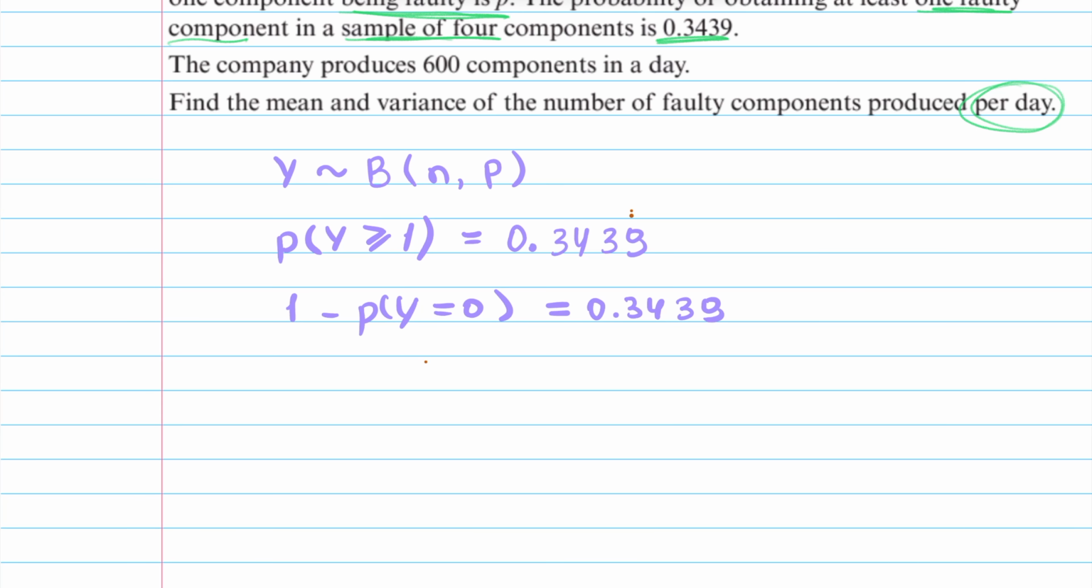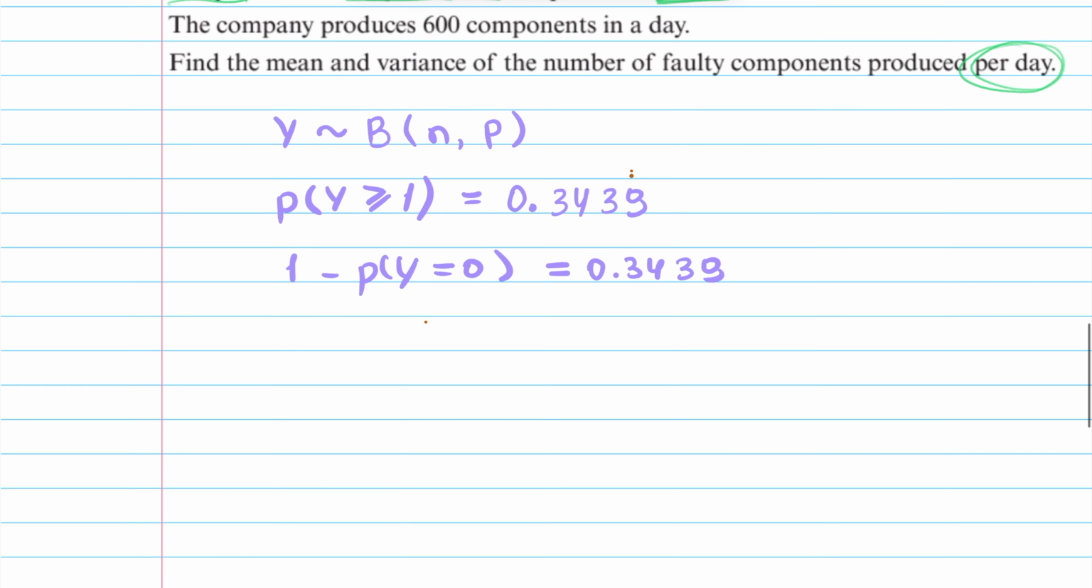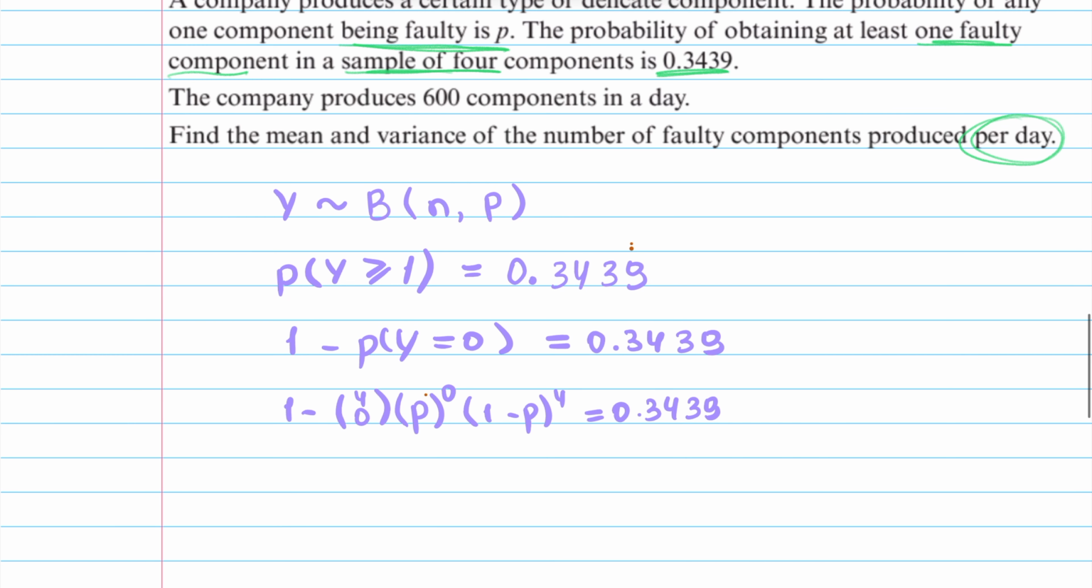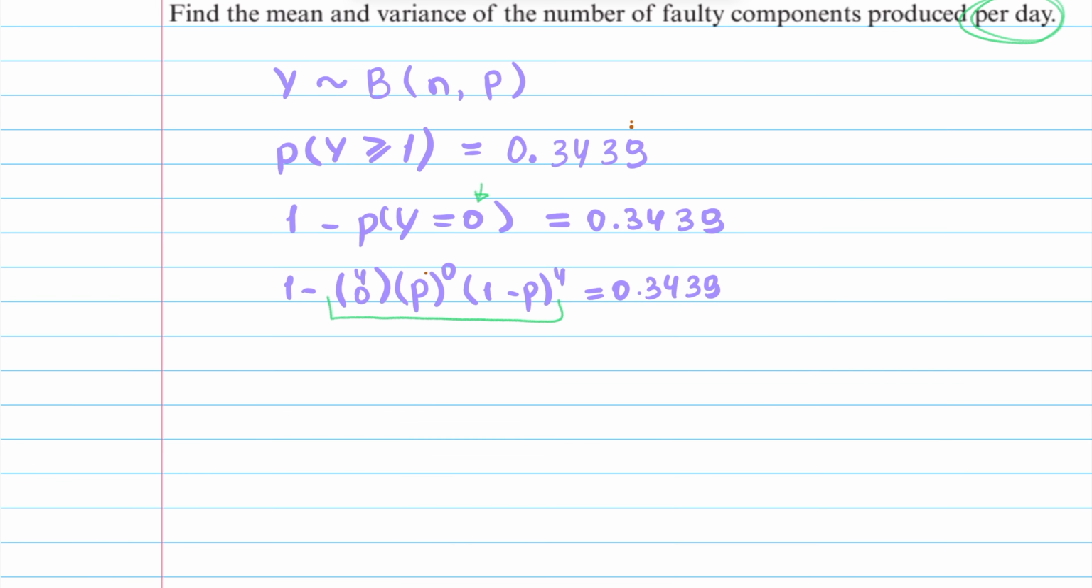0.3439. So that's going to be 1 minus, out of 4 trials we want 0 being faulty, with probability p to the power of 0, where successful events are faulty components, and 1 minus p to the power of 4, equals 0.3439. That's the binomial formula that we're using to find the probability of having zero faulty components.